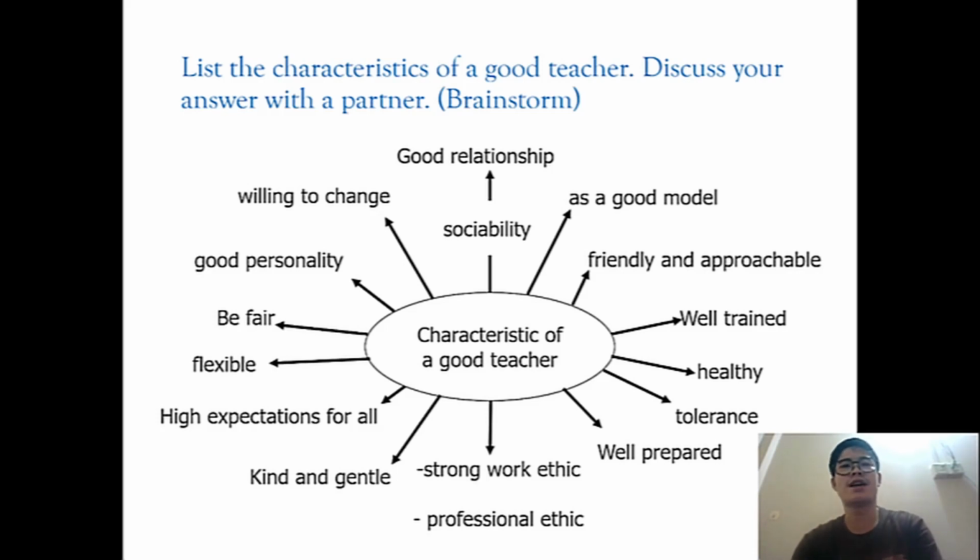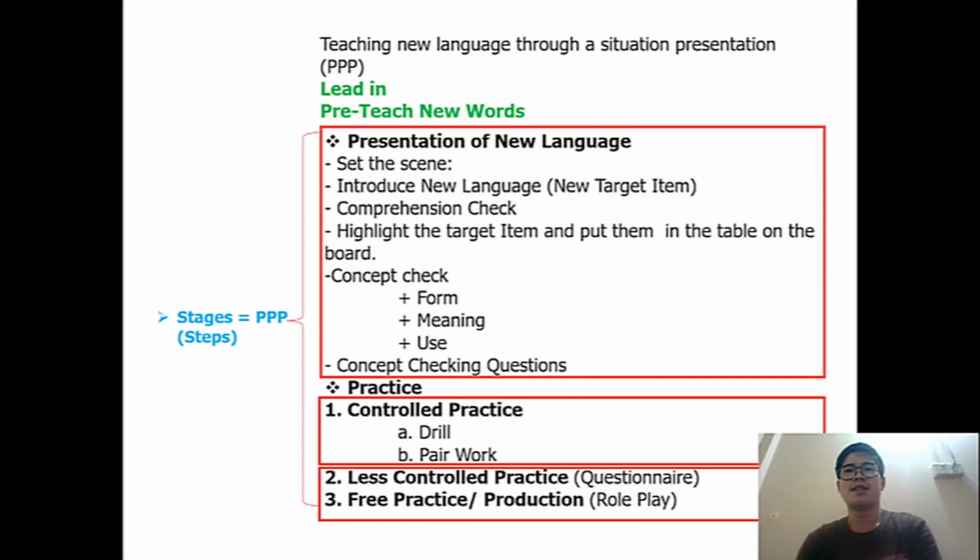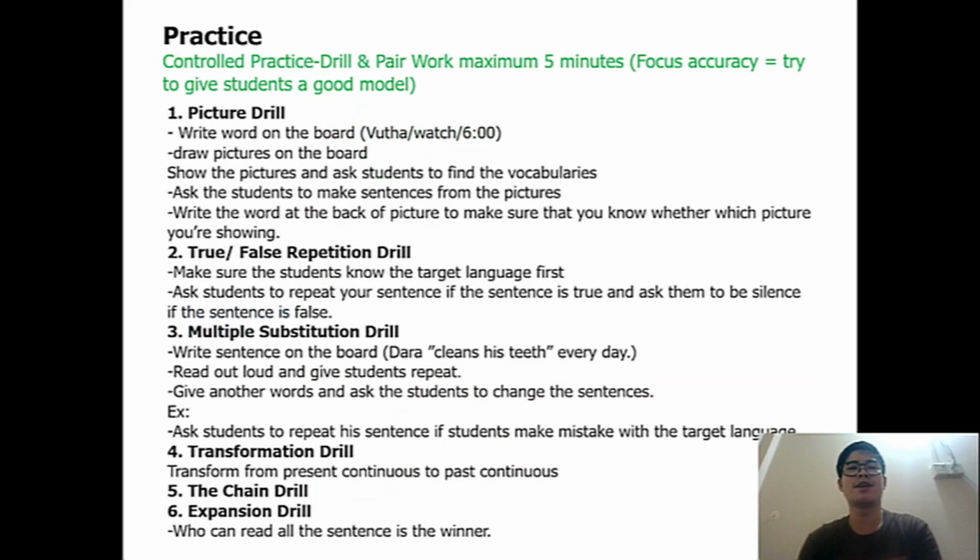Look at the first slide. These are the certain components of characteristics of a good teacher. Next is the PPP map. This one is talking about controlled practice, which contains set technique drills and pair work. I remember that controlled practice is an activity that has no time for students to share ideas. It focuses on accuracy and the teacher can correct their students' faults immediately.